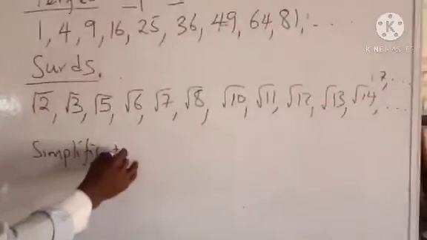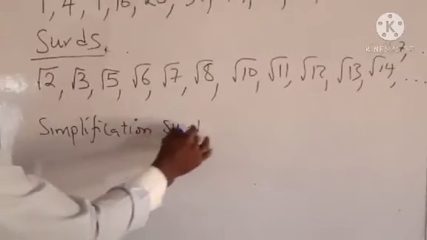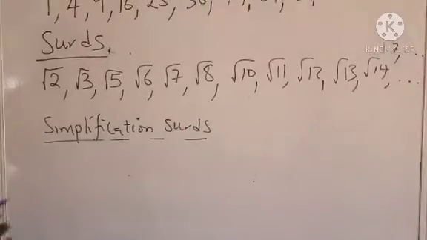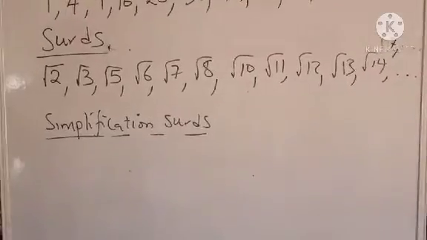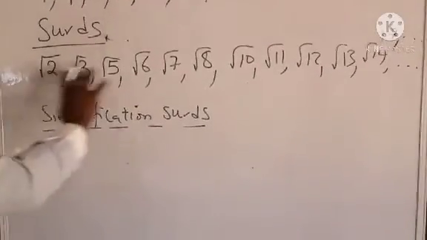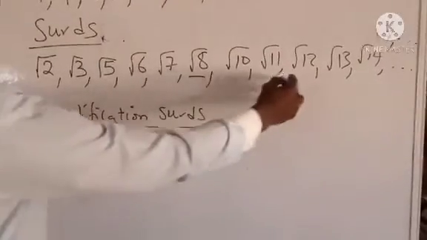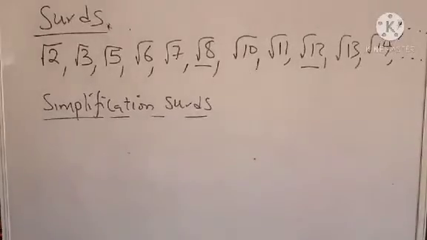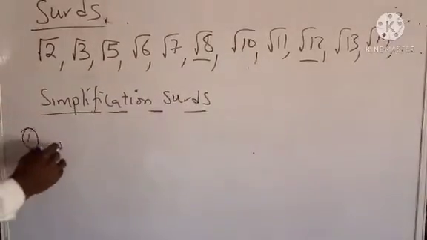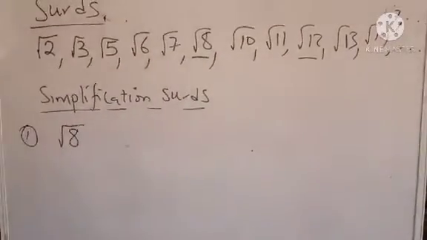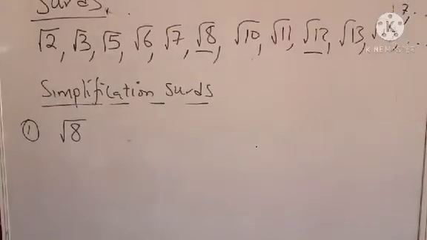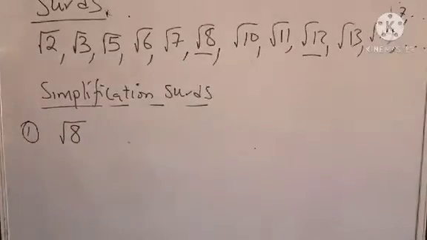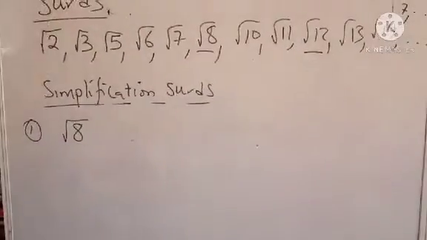How do we simplify surds? Not all surds can be simplified. Certain conditions must be satisfied before a surd can be simplified. Of the examples here, only root 8 and root 12 can be simplified. Others cannot be simplified. Let's take the first, which is root 8. To simplify root 8, all you need to think of is two numbers that will give 8. One out of the two numbers must be a perfect square.